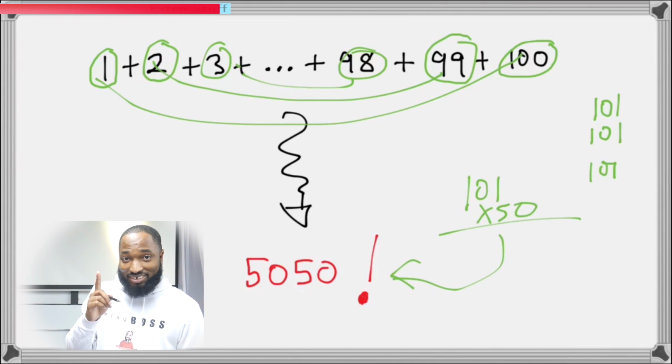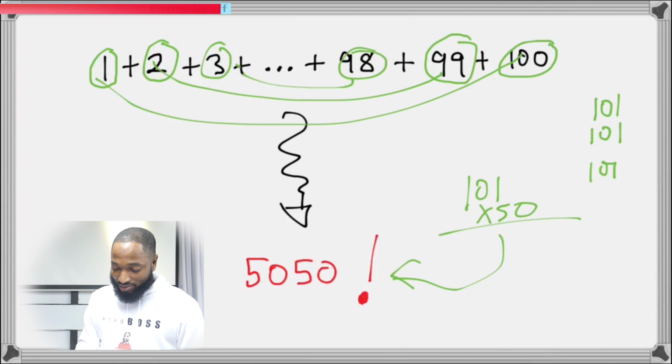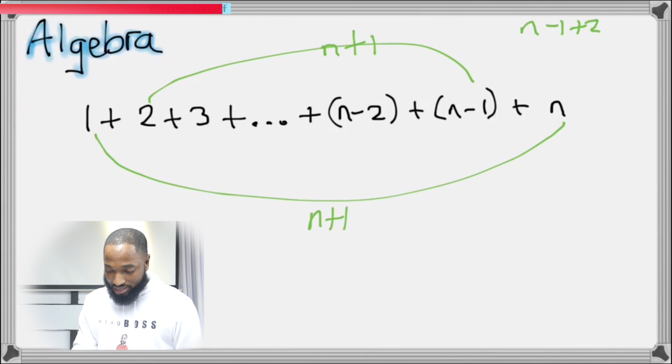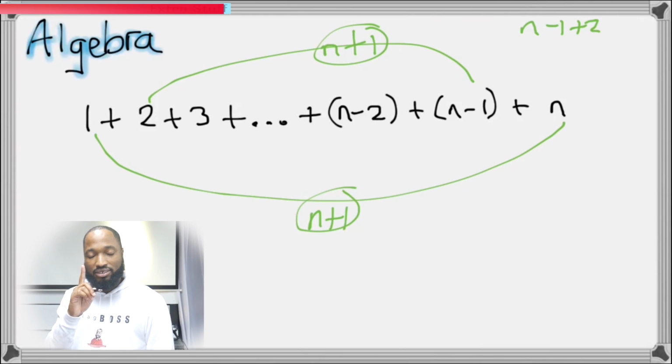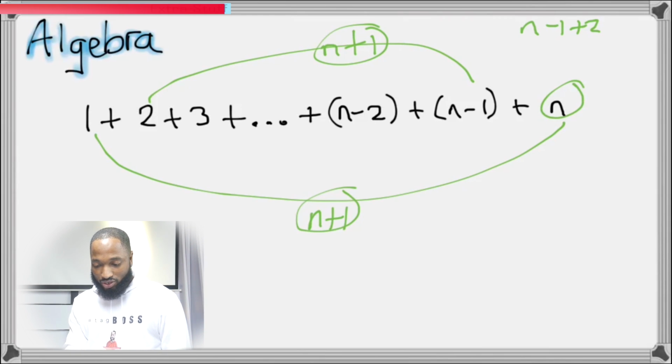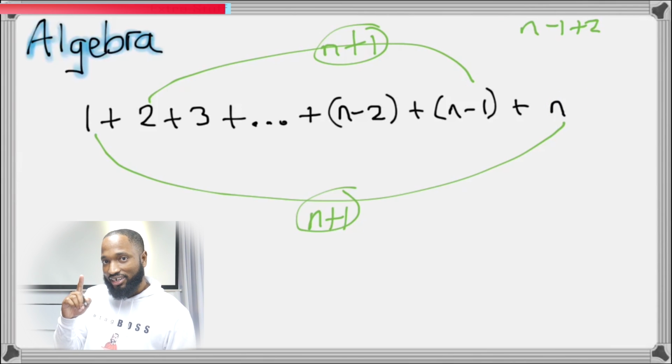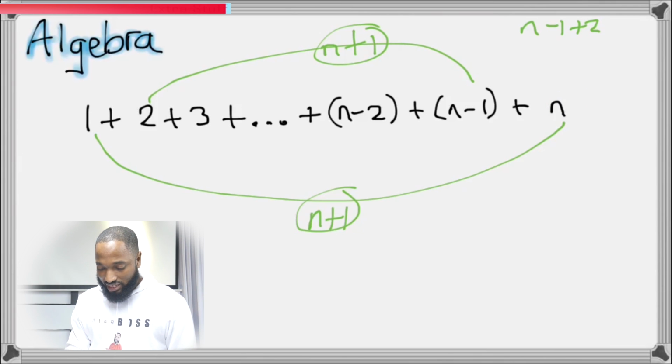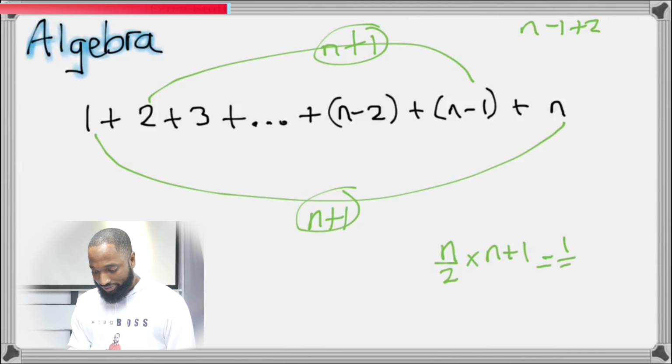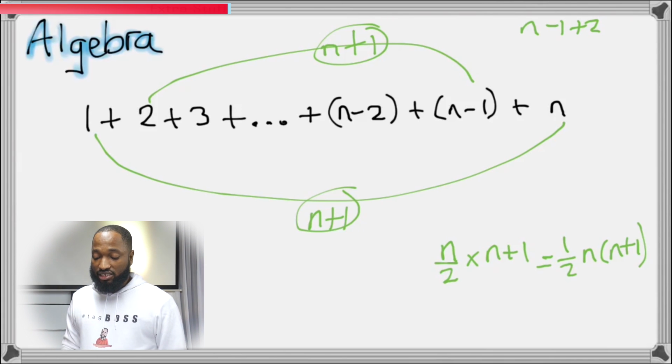Remember when we did Fred's primary school penance, it was 101 just repeating itself 50 times? Well, it's just going to be n plus 1 repeating itself for how many times? It's not going to be n times, it's going to be half of n, n over 2 times. So the answer is n over 2 multiplied by n plus 1, which is the same as half n times n plus 1. I tell you, it's sweet. Look at that.